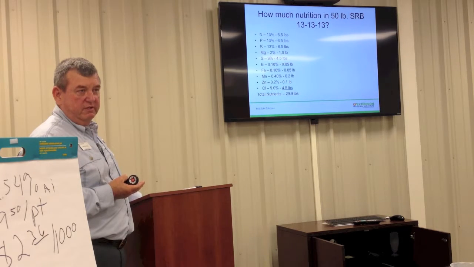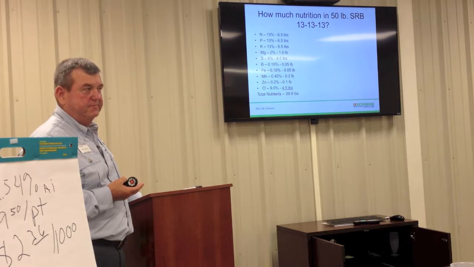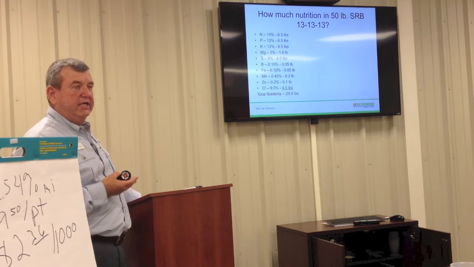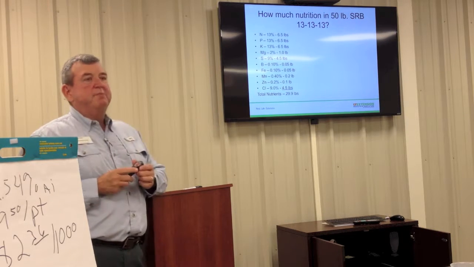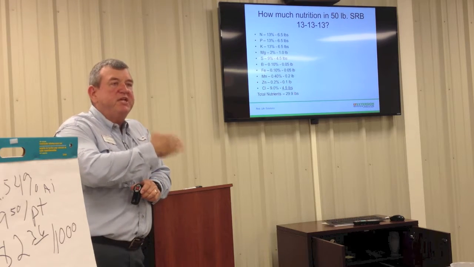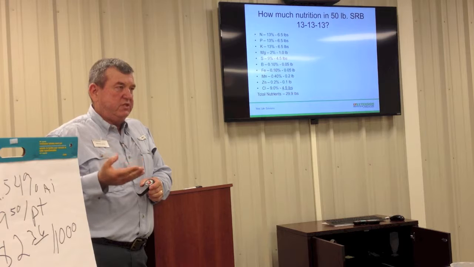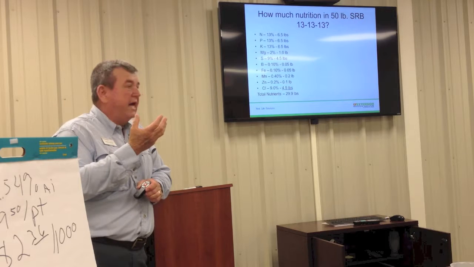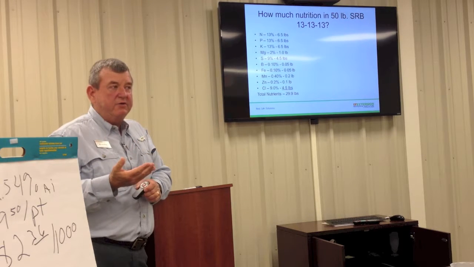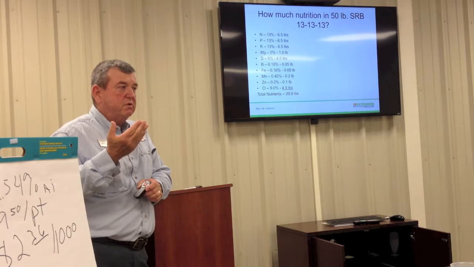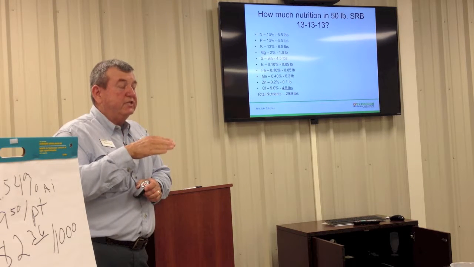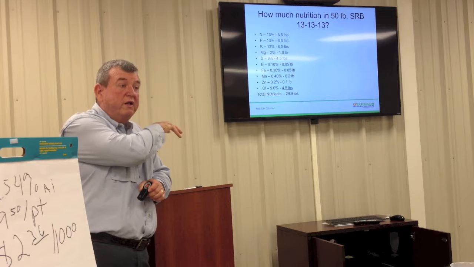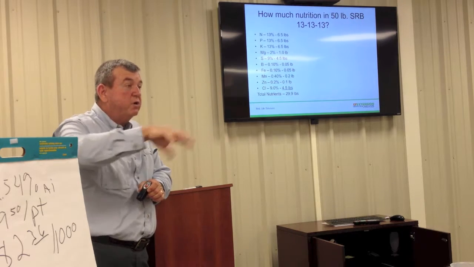So what is the rest of the stuff? Well, in this case, most of it is carrier, all right? It is because there was nothing used in the formulation of this that was 100% any of those nutrients. Only percentages, okay? So this ammonium nitrate, it's only 34% nitrogen. So that means 66% of that is something besides nitrogen. Every one of those components used to make this up was not 100% of any of those nutrients.